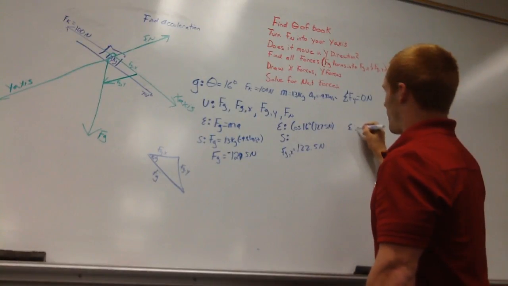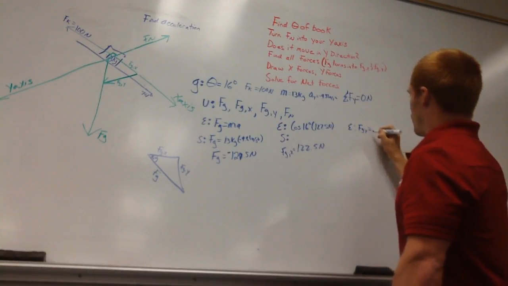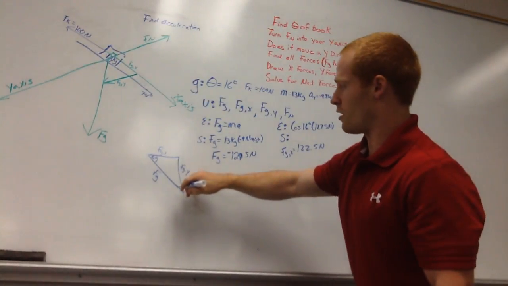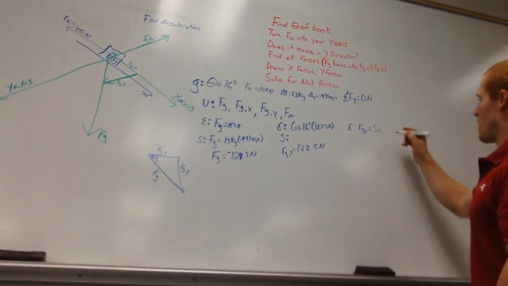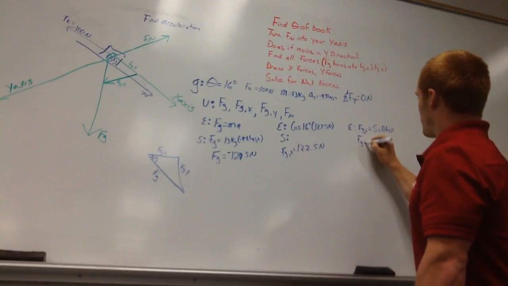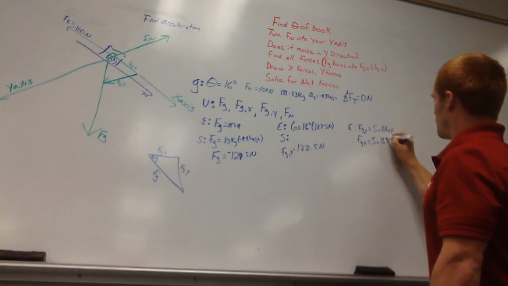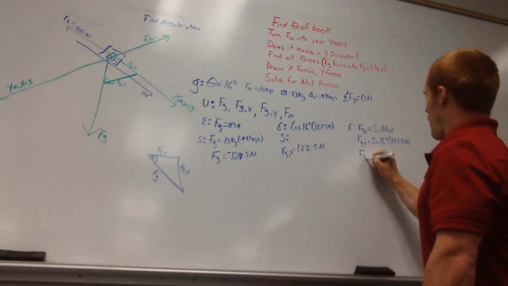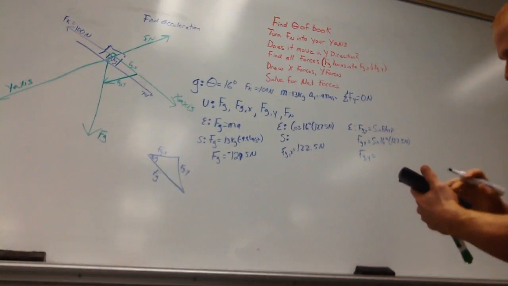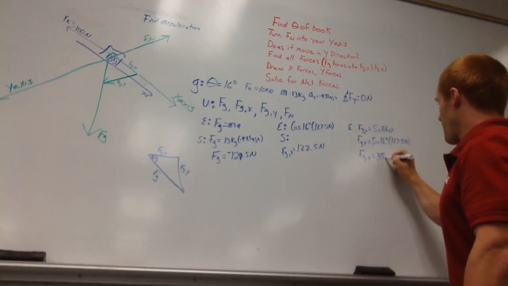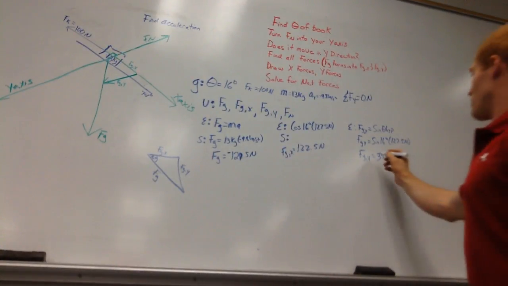Now we're going to find Fg of y, and Fg of y is going to equal sine, because it's right here, so it'll be sine theta times hypotenuse. Fg of y is going to equal sine 16 degrees times 127.5 newtons. Fg of y is going to equal sine 16 times 127.5, 35 newtons. Notice it's going down, so it's going to be negative.